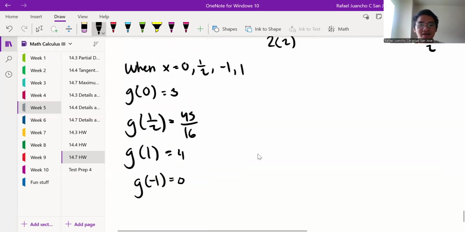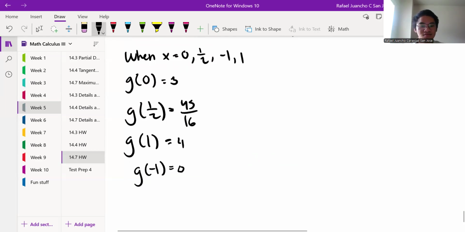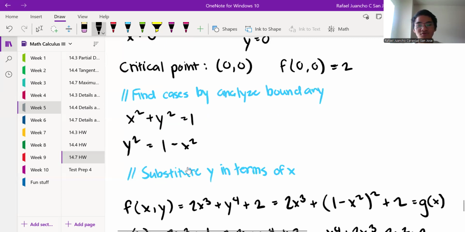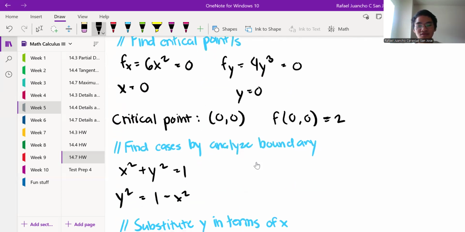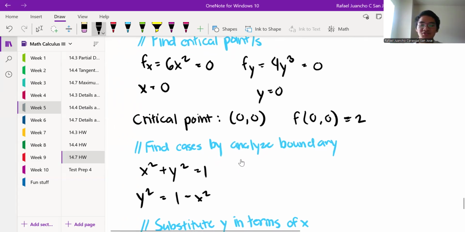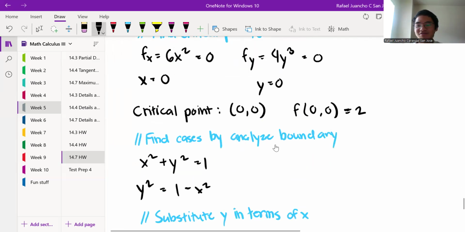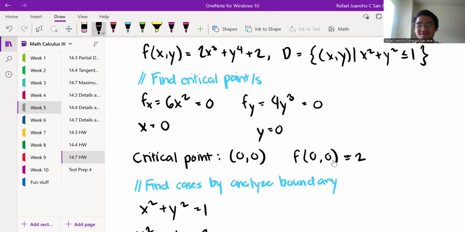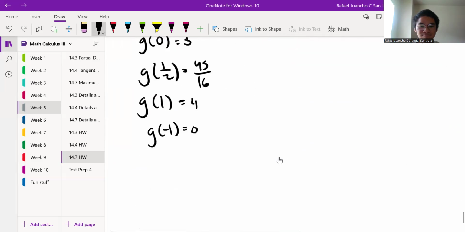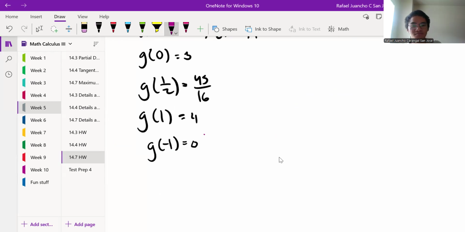And then after that, now I compare all of these values and I find, okay, what's the absolute minimum or absolute maximum? So the smallest number from 3, 45 over 16, 4, 0. Well, it's just the smallest value is 4. What? What's the smallest value for? Oh, the smallest value is 0. I was looking at something else. So the smallest value is 0. This is the absolute minimum.